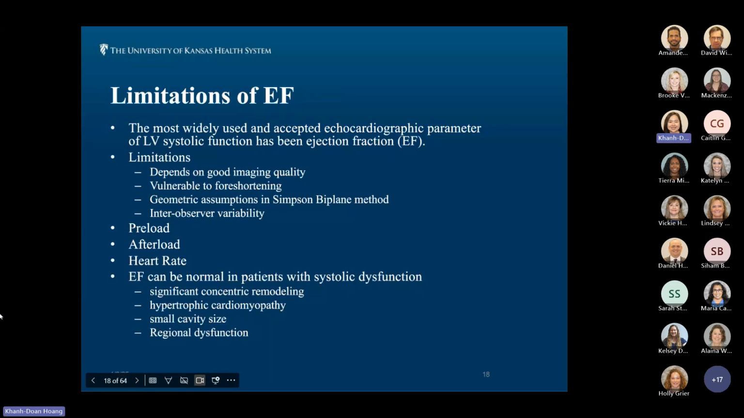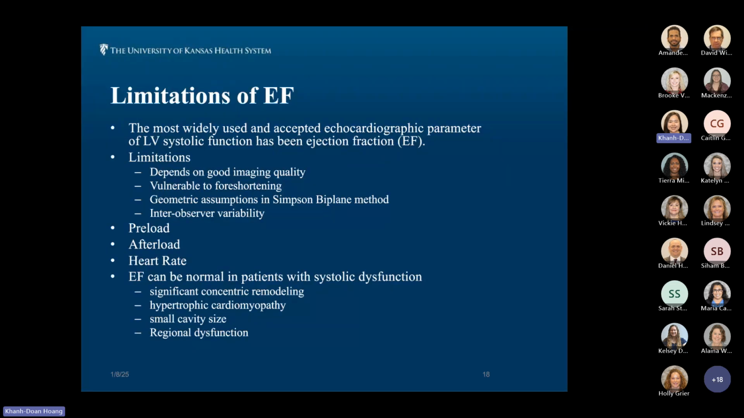So ejection fraction is probably one of the most widely used echo parameters to evaluate LV systolic function, but there are limitations to it. When you're evaluating ejection fraction, first of all, it requires good imaging, right? If you have a lot of foreshortening or suboptimal images, even with contrast, your measurements are not going to be accurate. And it requires geometric assumptions in an instance of using Simpson's biplane method. It has a lot of inter-observer variability, especially with visual estimation, right? One reader's ejection fraction estimation is just different than another reader's EF estimation.